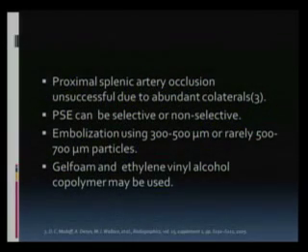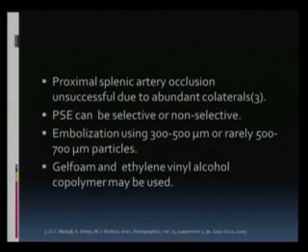So there is a concept of proximal versus distal splenic embolization. Proximal splenic artery occlusion, if you occlude the artery proximally, is unsuccessful. Why? Because, as I told you, there are so many collaterals. So if you put a coil there, it does not cause splenic volume reduction because the collaterals will take over and supply the spleen.